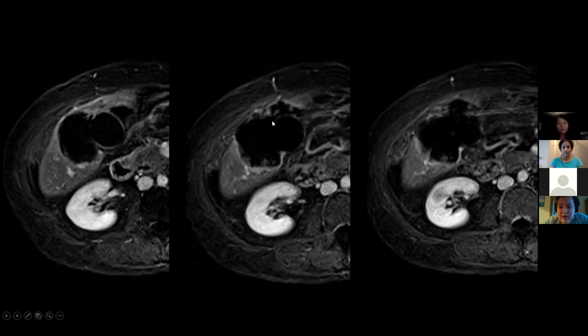Subtraction images showing pretty much the same thing. Gallbladder wall, there is discontinuity in the medial wall, but again, no soft tissue whatsoever. Sorry? Victoria hasn't said anything yet. Uh-oh.